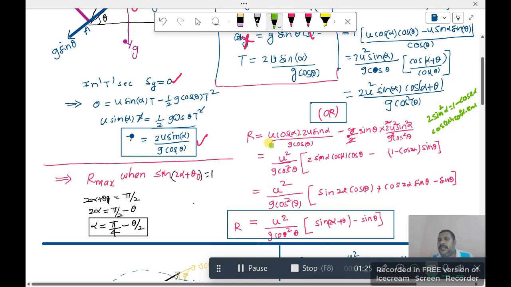So 1 minus cos 2 alpha is equal to 1 minus cos square alpha plus sin square alpha, that equals 2 sin square alpha. So 2 sin square alpha I can write as 1 minus cos 2 alpha into sin theta. So now from this finally I will get the range is equal to u square by g cos square theta into sin(2 alpha plus theta) minus sin theta.